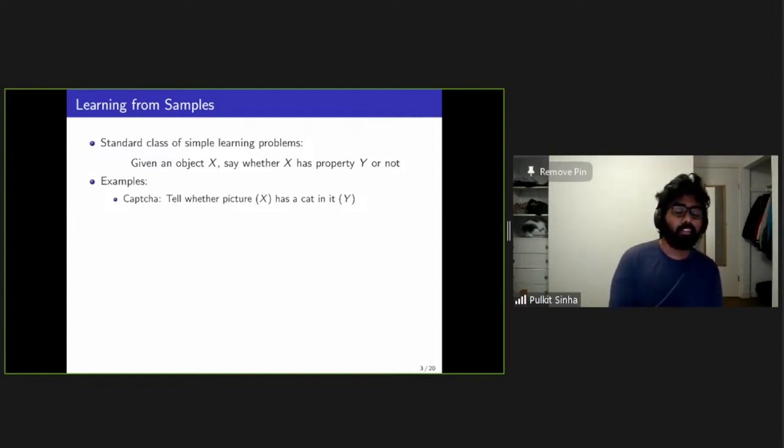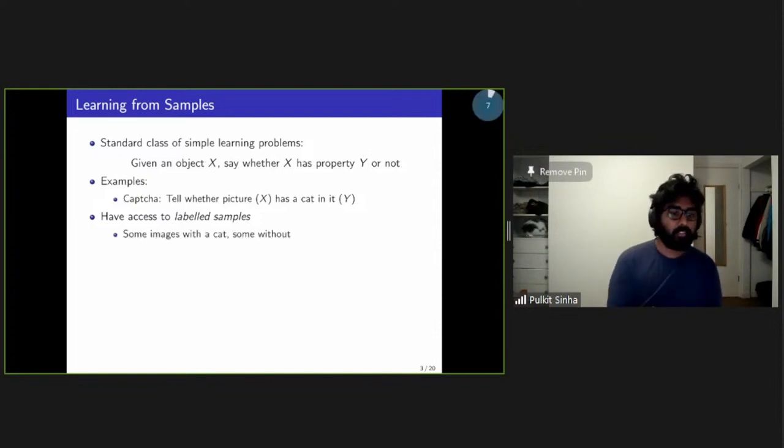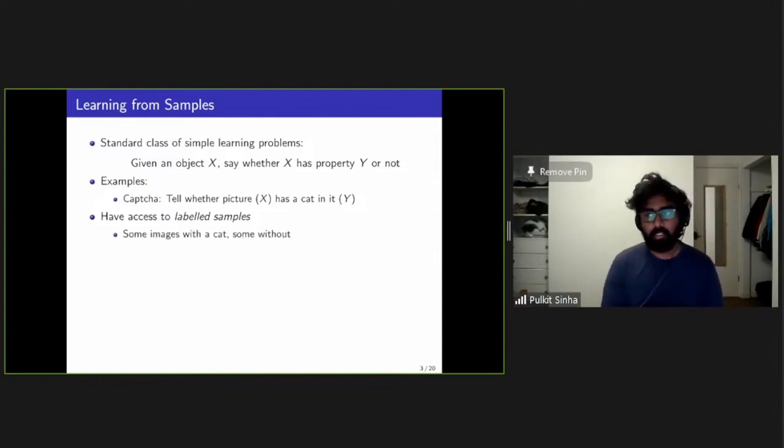Now, a general method that people use to solve these is using label samples to create algorithms that generalize from the label samples. What's a label sample in this case? Well, it's just some images with a cat and some without, with the specific labels. Now, in this setting, a question that naturally arises is how many label samples are actually required to have some good prediction power?